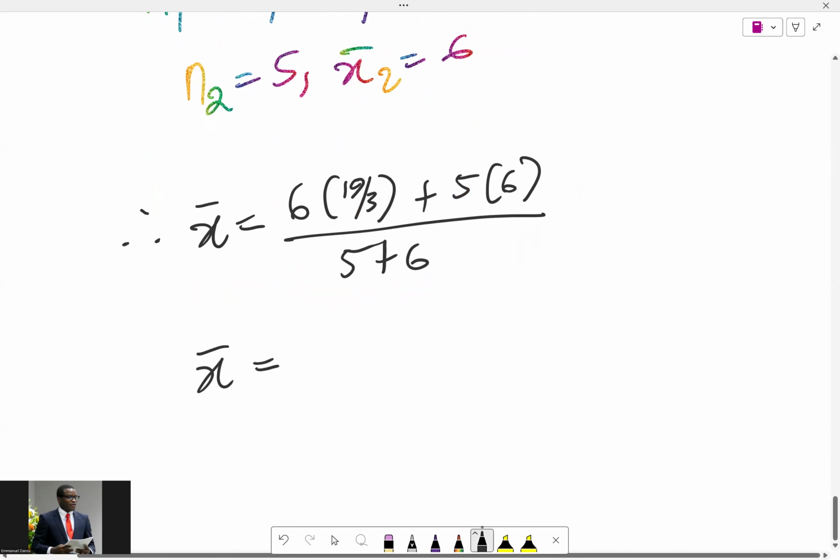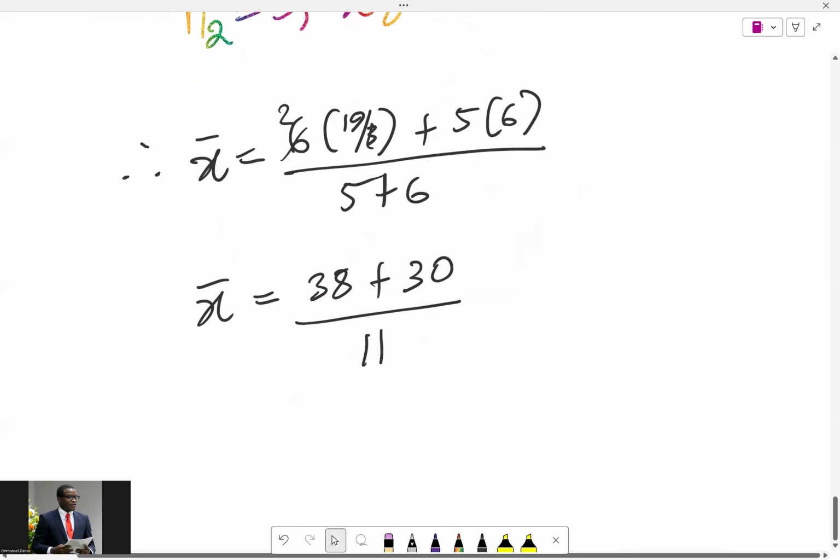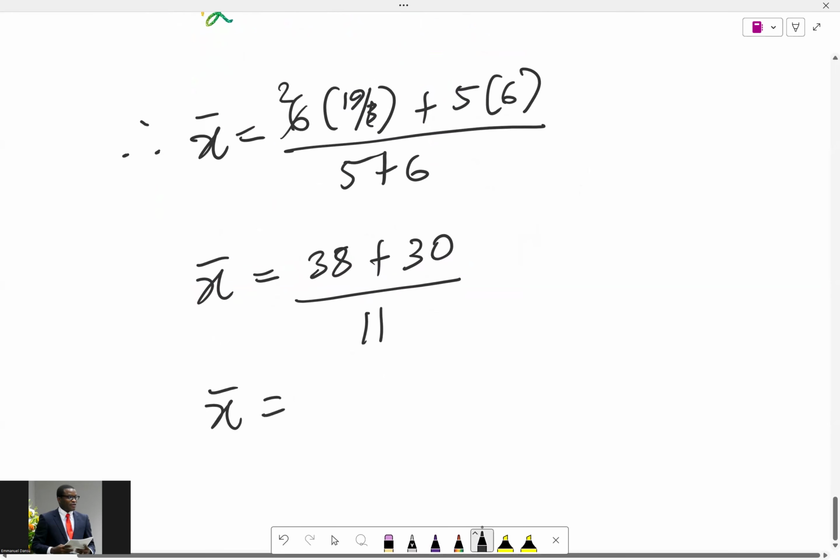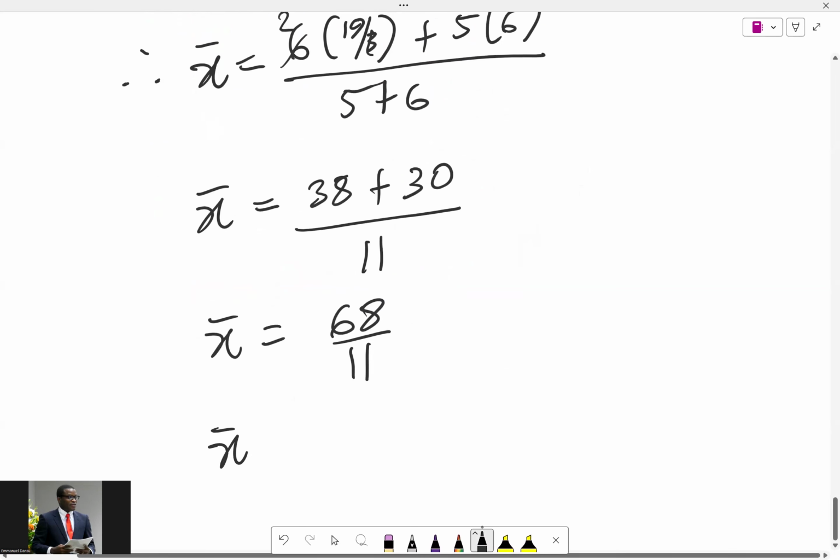So X bar now, which is the overall mean, 3 here is 1, 3 here is 2. So you can have 2 times 19, that's 38, plus 5 times 6, that's 30, divided by 5 plus 6, which is 11. I think everything is in order. So that X bar now is 68 divided by 11. So X bar, that's the combined mean, is 68 over 11. That should be 6 point something. That's 6 whole number, 2 over 11.